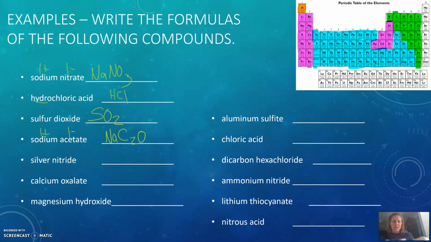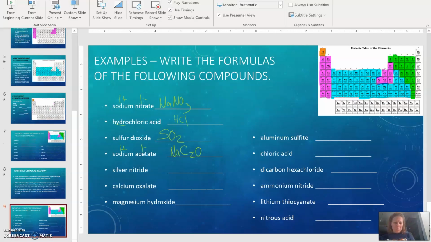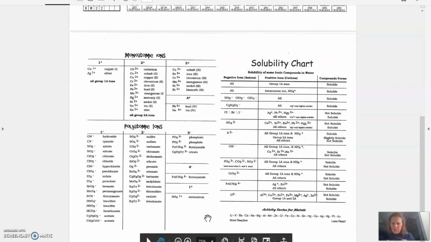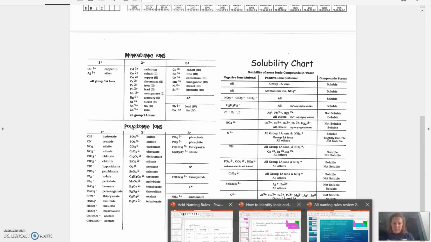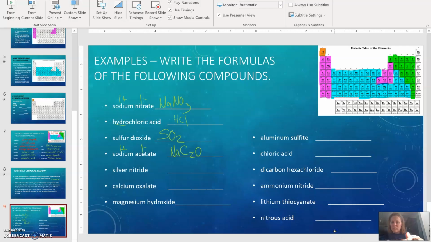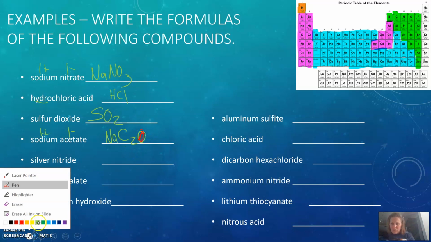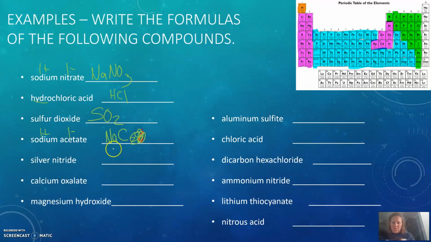What is acetate? Oh, I gotta look it up. I'm blanking here. Acetate. C2H3O2. Goodness sakes. Okay, back to the PowerPoint. C2, erase. Okay, well, that's supposed to. Oh, that's why. C2. Oh, there we go. Okay.